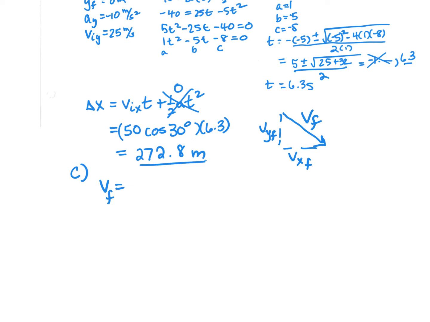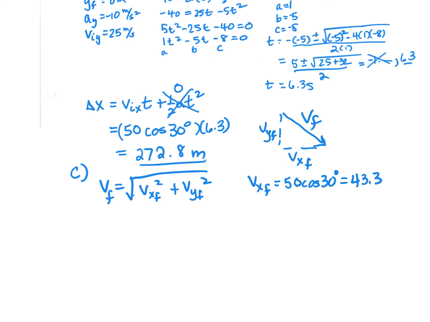So V final is equal to the square root of V sub x final squared plus V sub y final squared. Well, V sub x final we know. It's the same as it is initial, which is 50 cosine 30 degrees, which I believe was 43.3. V sub y final is equal to V sub y initial plus at. Okay, so that's 25 minus 10 times the 6.3 seconds it's in the air. We get -38 meters per second.